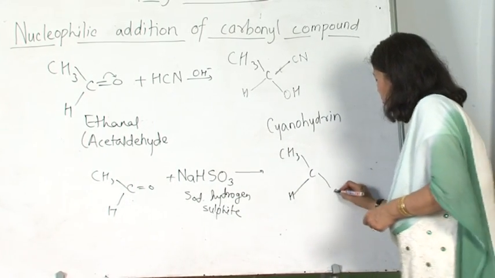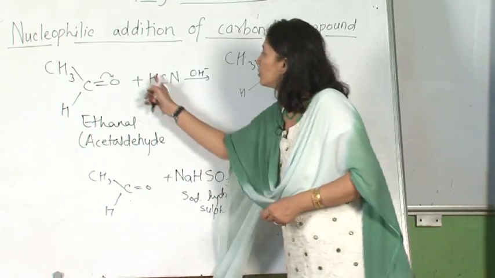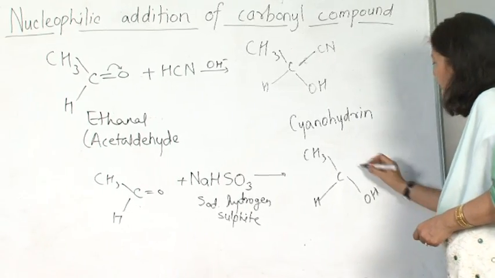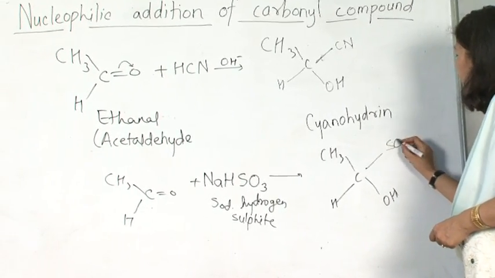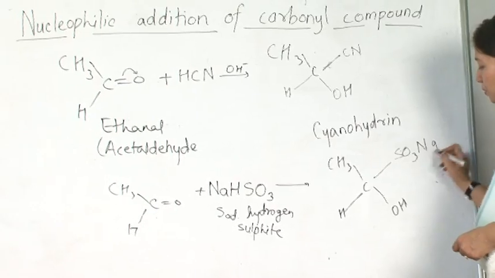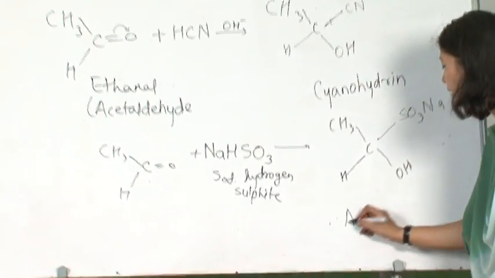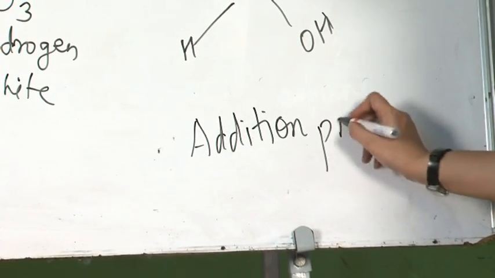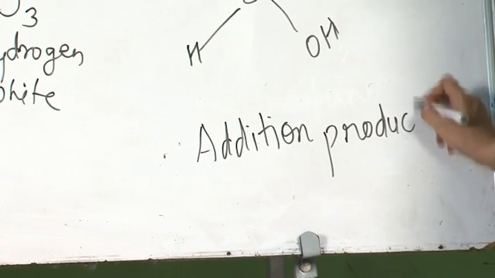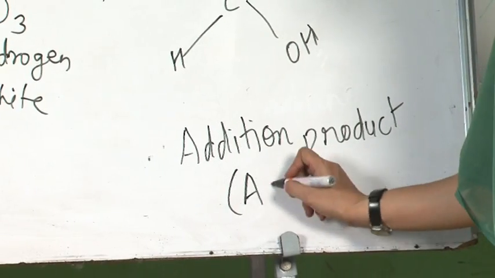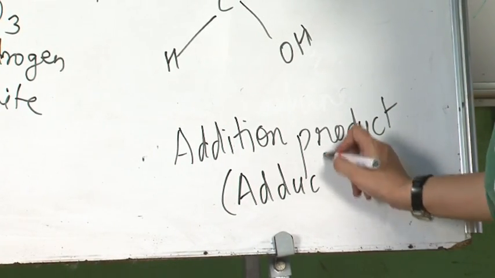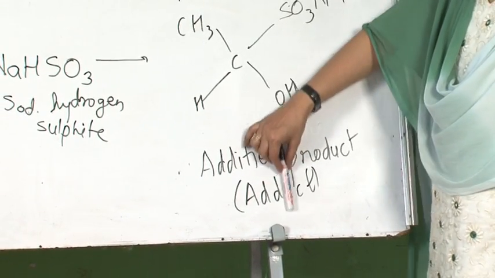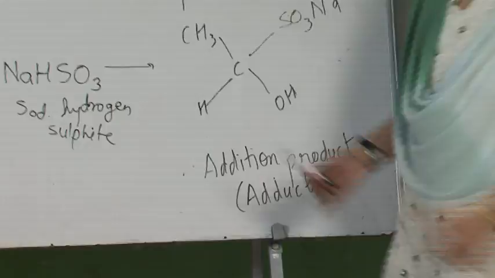To the oxygen, always OH, like how I have done to the oxygen, hydrogen. This hydrogen goes to this oxygen as the OH part, and the remaining part is SO3Na. This compound is an addition product. An addition product in short is called an adduct. If you see the word carefully, in adduct there are two parts: from addition the word add has come, and from product the uct part has come.